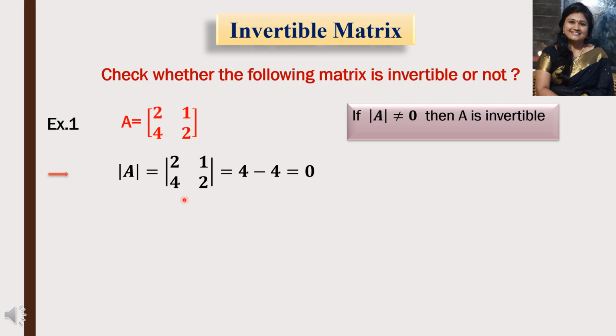So this is your 2 by 2 determinant. We solve it by cross multiplication here. 2 into 2, 4. Then 1 into 4, 4. So 4 minus 4 equals 0. So the value is 0, which means the condition is not satisfied. This shows that the matrix is not an invertible matrix, right?